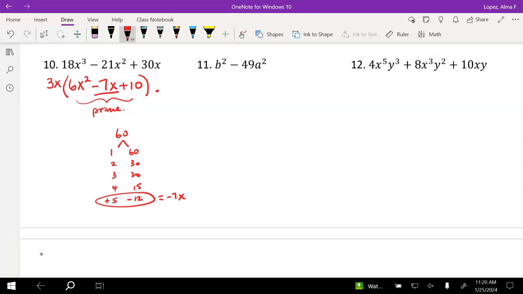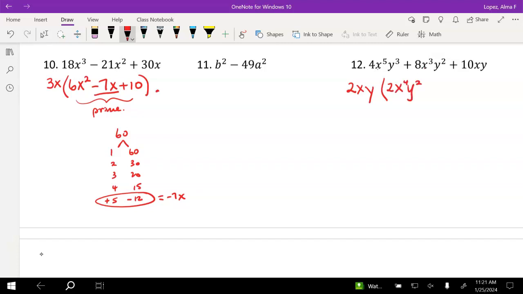Number 12, I can see that all the numbers are even, so I'm going to take a 2 out. I can factor, let's see, I've got 5x's, 3x's, 1x, 3y's, 2y's, 1y. So it looks like I can take a 2xy out of everything. When I factor the 2xy out of the first term, it's going to leave behind a 2, an x to the 4th, and a y squared.